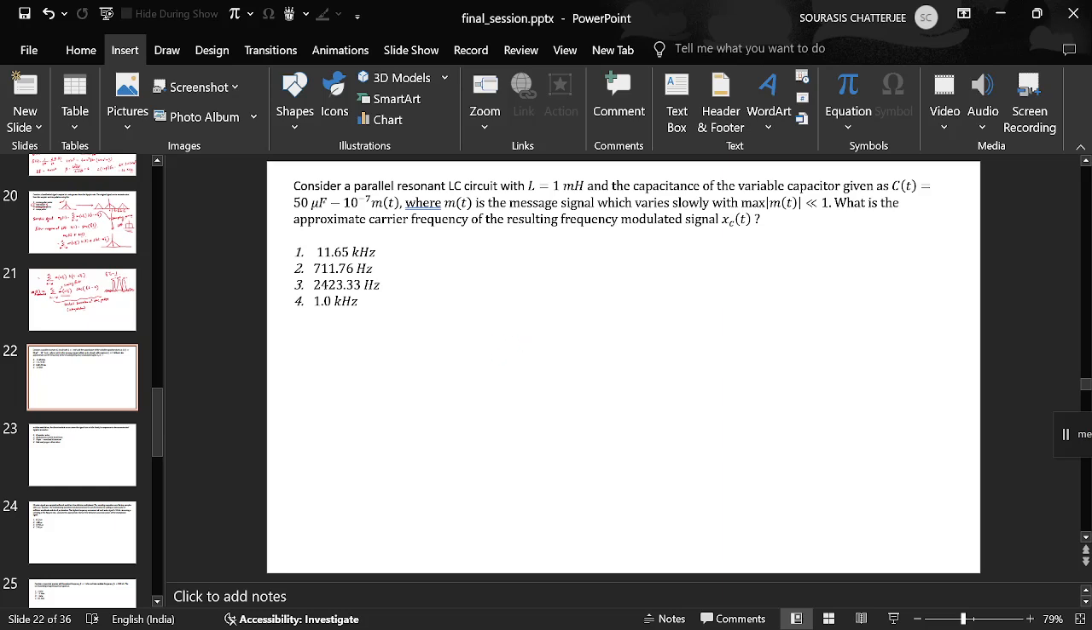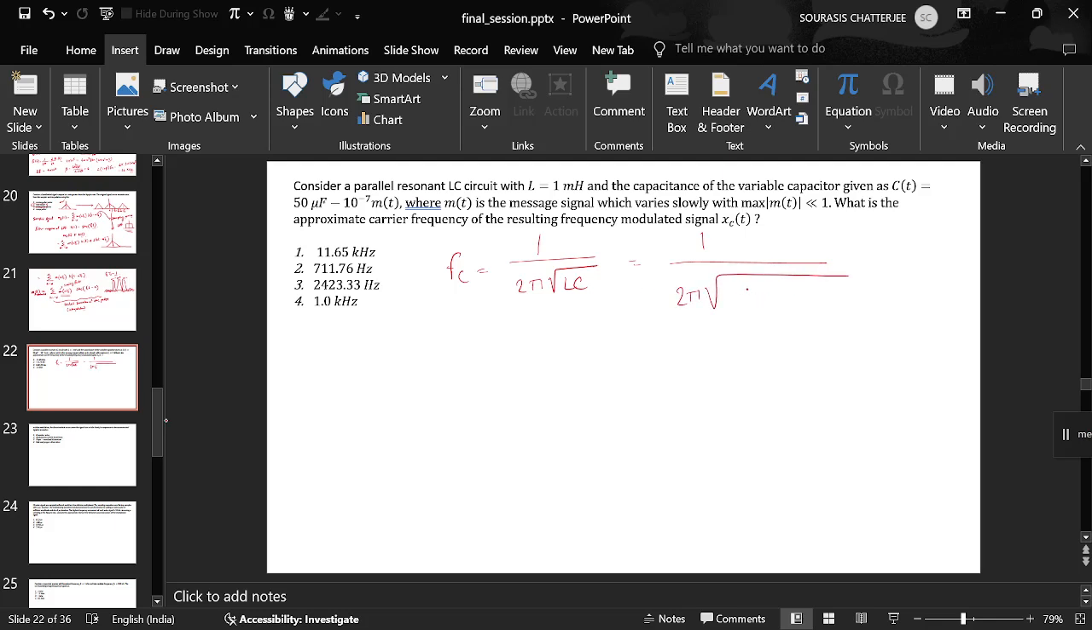So let us move to the next question, which asks about a parallel resonant LC circuit whose capacitance is varying according to the message signal. What is the approximate carrier frequency of the resulting frequency modulated signal x(t)? Okay, it's actually pretty straightforward, even if the question looks a bit complicated. The carrier frequency is going to be the resonant frequency of this LC circuit, which is given by fc equal to 1 over 2 pi root LC.